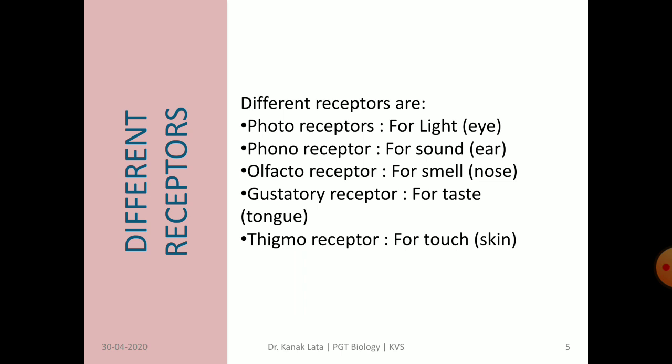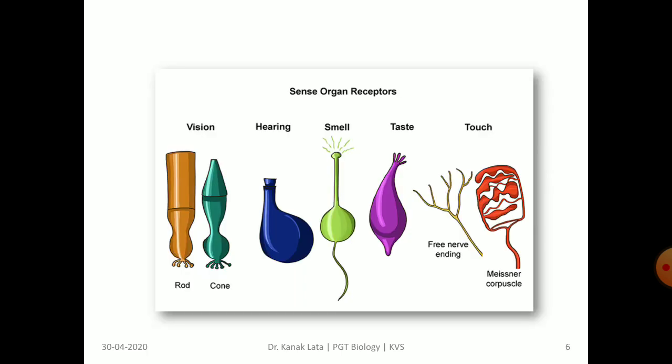Olfactoreceptor is for smell, and the sense organ associated with this is the nose. Gustatory receptor is for taste, and the sense organ associated with this is the tongue. And the last one is the thigmoreceptor. This is for touch, and the skin is associated with it. In this given figure, you will observe the sense organ receptors for vision, for hearing, for smell, for taste and for touch.